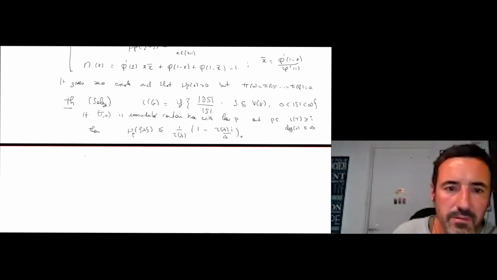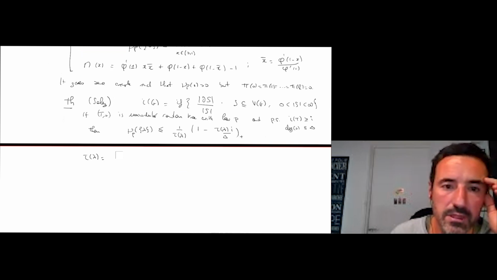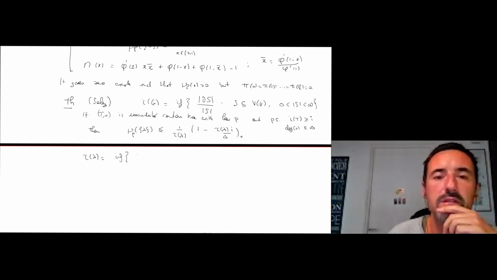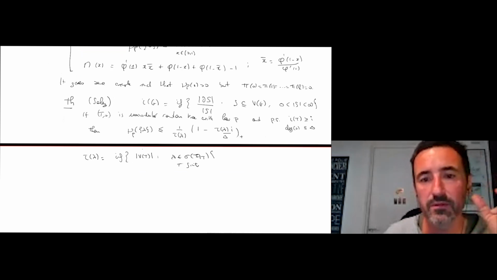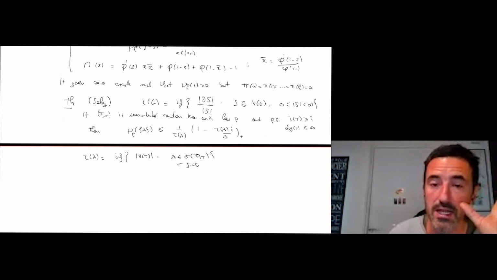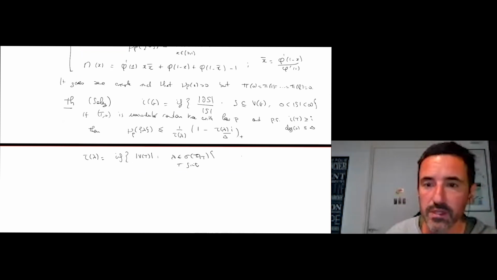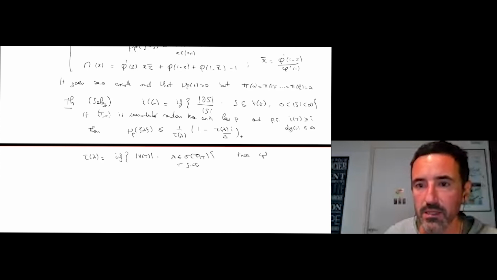And what is tau of lambda? Tau of lambda is an infimum, a minimum, over all sizes of finite trees T such that lambda is an eigenvalue of the adjacency operator of this tree. So this is the minimal number of vertices, the size of the minimal tree which has lambda as an eigenvalue. He calls that the tree complexity.